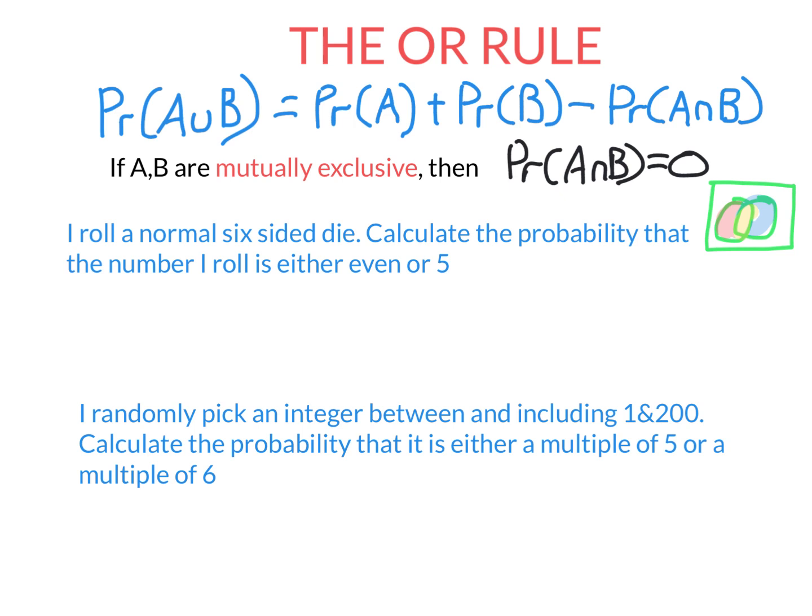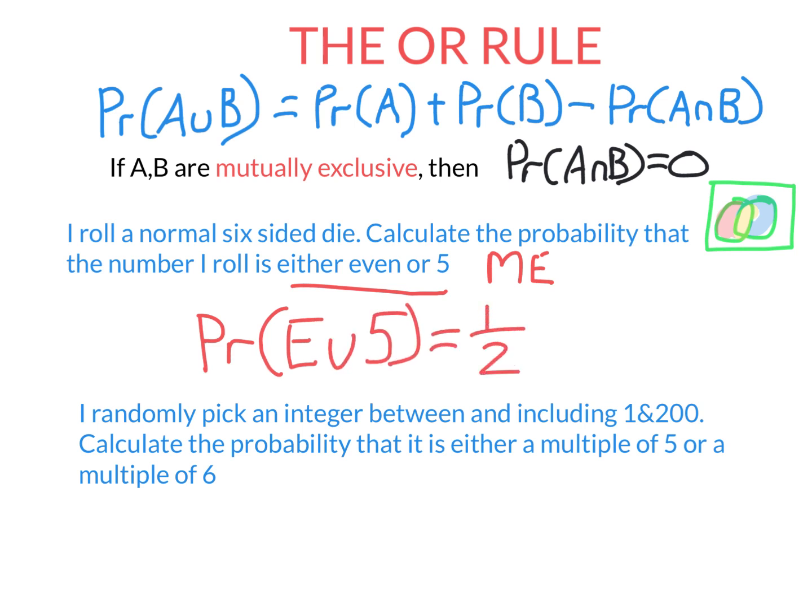All right, let's do a couple of questions in which we use the OR rule. I roll a normal 6-sided die. Calculate the probability that the number I roll is either even or 5. It turns out these two events are mutually exclusive. If you roll a die, you can't roll a number that's both even and 5, because 5's not even. So when you have two events that are mutually exclusive, for the probability either happens, you just add them. The probability even or 5 is just the probability that it's even plus the probability it is 5. You get 4/6, which simplifies to 2/3.